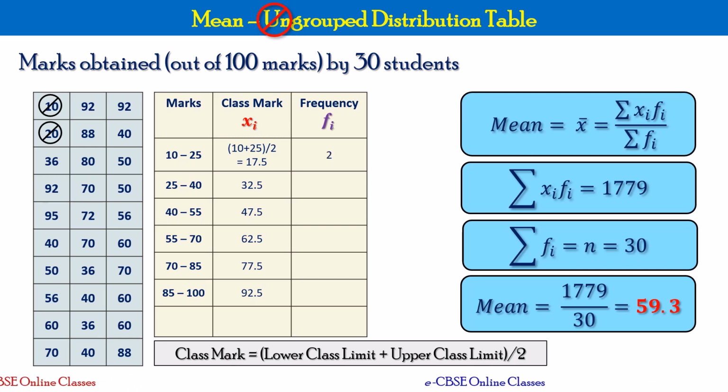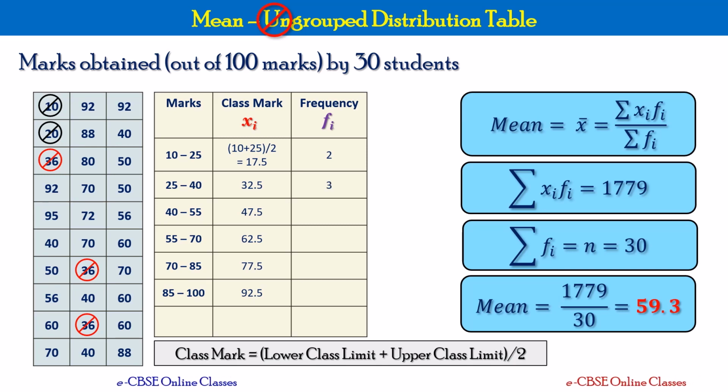The next class is 25 to 40. Let's see how many are there. 1, 2 and 3. Okay, the frequency is 3 here. What would be the next class? 40 to 55, right? Let's see how many are there. 1, 2, 3, 4, 5, 6, 7.